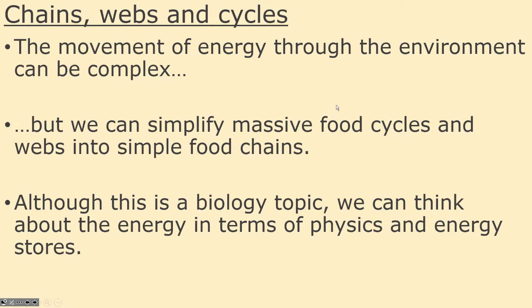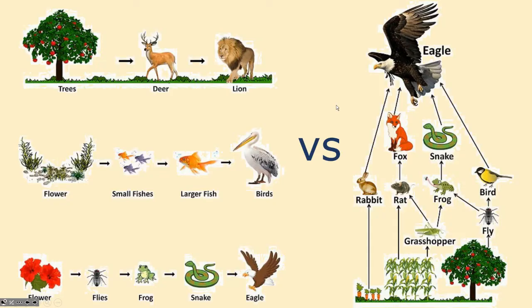And although this is a biology topic, we can think about energy in terms of physics and energy stores. So there is a certain amount of energy, say, in the grasshopper, and then the frog gets that energy by eating the grasshopper and digesting it. The snake gets the energy from the frog by eating it and digesting it, and the eagle gets the energy from the snake by eating it and digesting it.